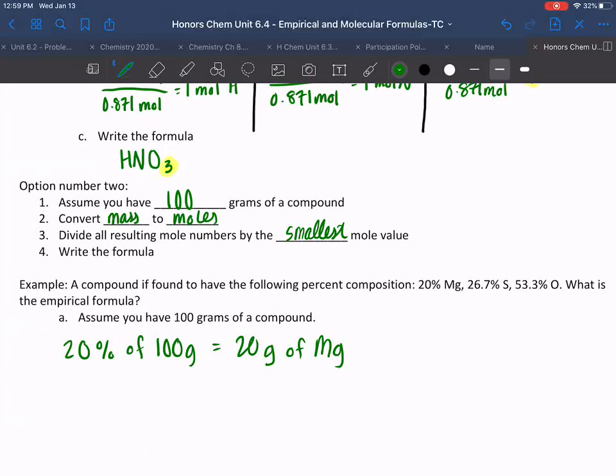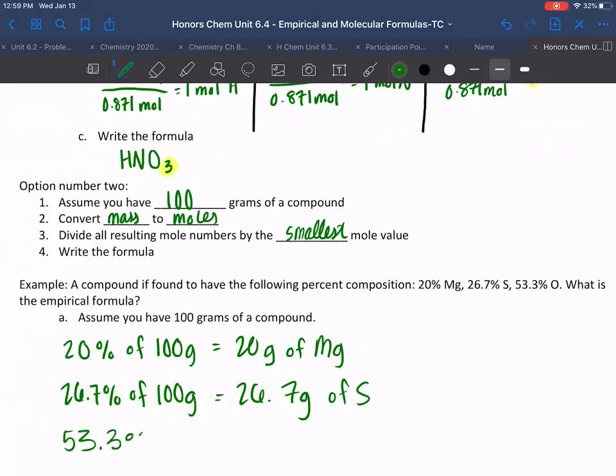Then if we have 26.7% of 100, that's 26.7 grams of sulfur. Does it start to make sense why we assume a nice even number of 100? Makes it pretty easy. Like I said, if you use something other than 100, that's fine. Just makes it a little harder on yourself.